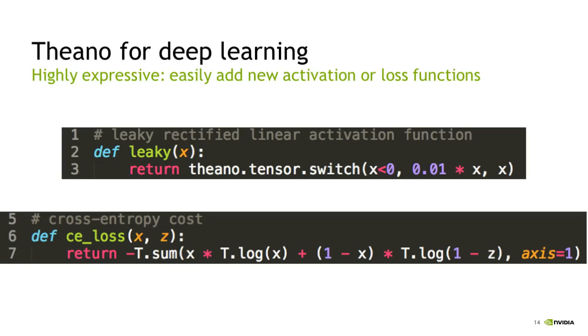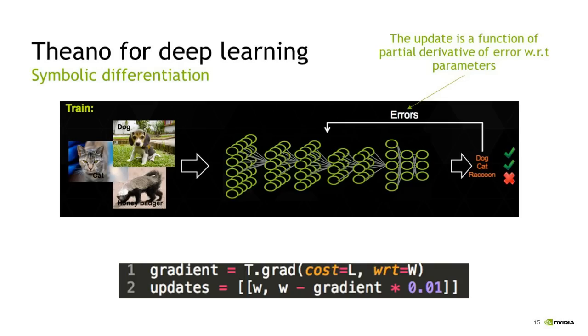Similarly, we can easily add new loss functions. Here we see the cross-entropy loss being added, again much like adding any other Python function. One of the really useful and important features of Theano for deep learning, I'll try and explain on this one chart, is symbolic differentiation.